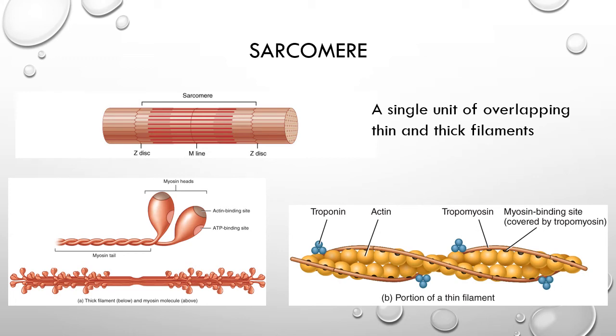A sarcomere is divided from one Z disc to another Z disc. And so a single unit of overlapping thin and thick filaments. And so the borders of it are the Z discs and the Z discs. And so we have these proteins that are on the end there. The myosin are attached to those Z discs, and one set of myosin, or I'm sorry, the thin filaments, the actin makes its way towards that sarcomere, and this makes its way towards that sarcomere.